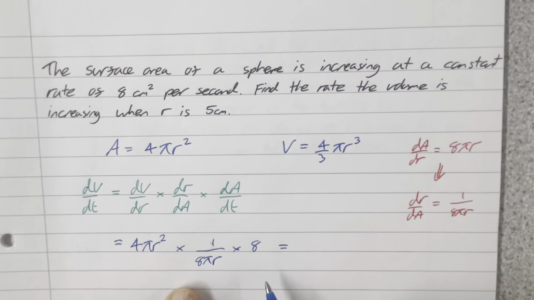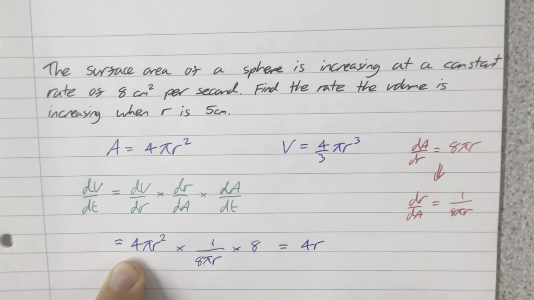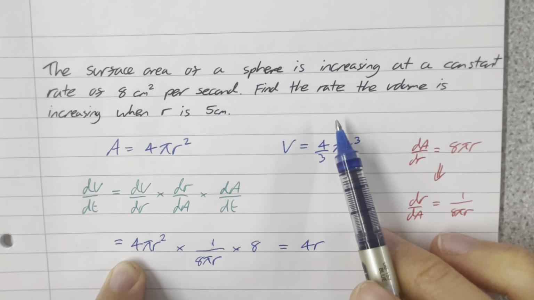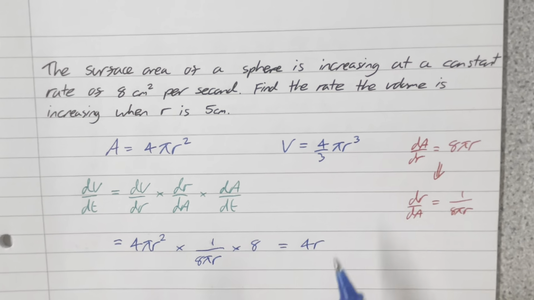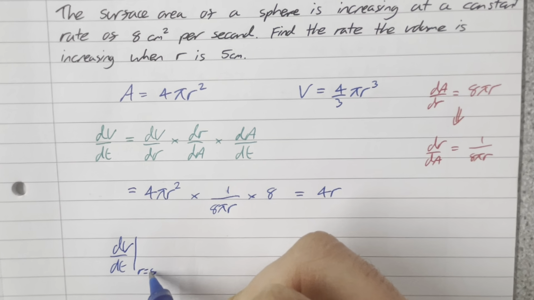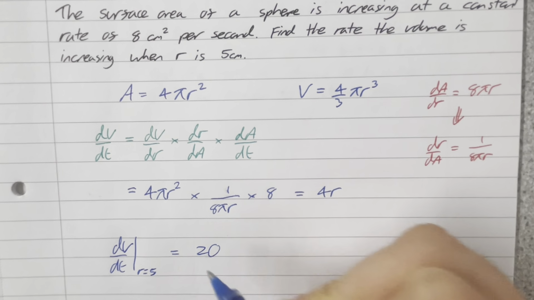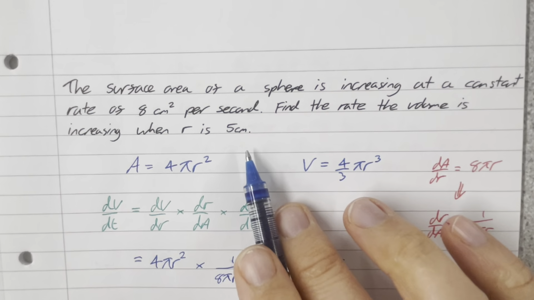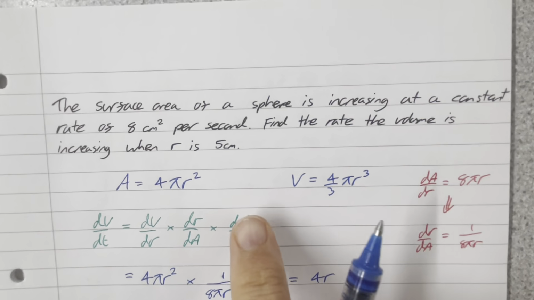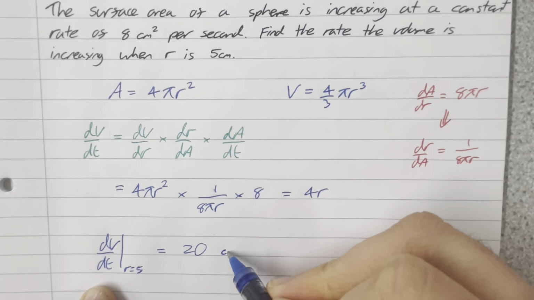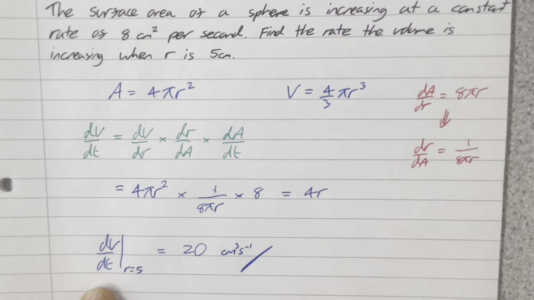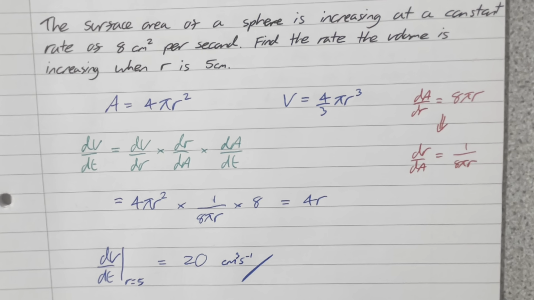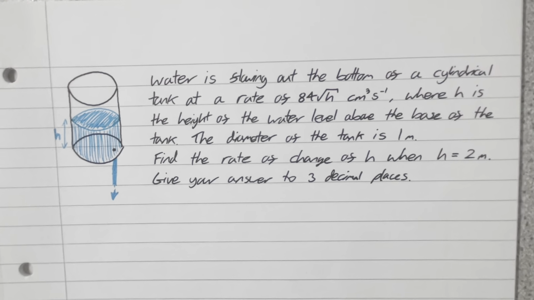I can simplify that a little bit. The pi's will cancel, the 8's will cancel. I'm left with 4r. And I want to find the rate the volume is increasing when r is 5. So I'm just going to plug in r is 5 into here. So dV by dt when r is 5, well, that's going to be 4 times 5, which is 20. And the units for that would be a volume, which in this case is centimetres cubed, so everything's in centimetres per second, because that was in seconds. So that is centimetres cubed per second. There we go.